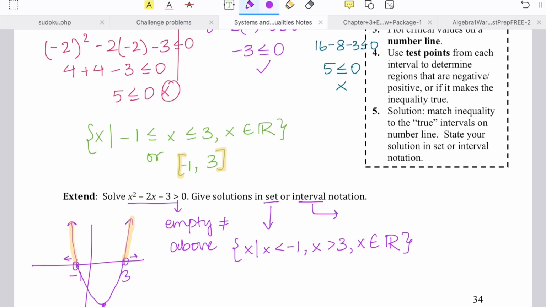Interval notation will be your round brackets, right? And it'll be -infinity to -1, union 3 and positive infinity. Union is or. If you struggle with these type of things, just remember to draw these arrows, okay? I'm going from 3 to positive infinity. I'm going from -1 to -infinity, okay?